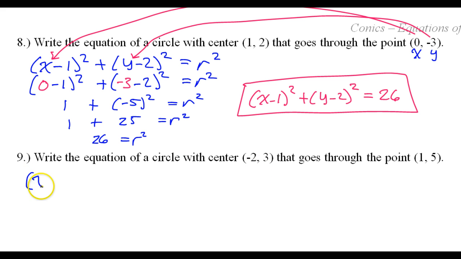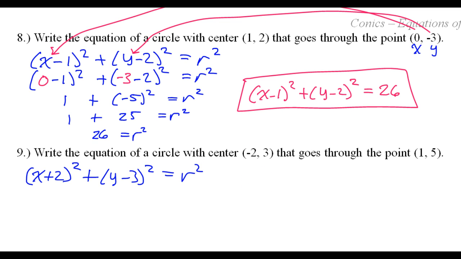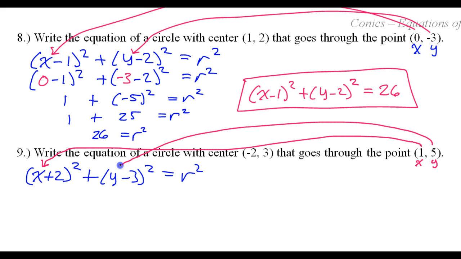So writing the equation. When I see that it's negative, well, you know this. So obviously I'm doing the opposite sign. So x plus 2 and then y minus 3 squared is equal to the radius squared. Alright, so once again, this is an x and a y that they are giving me. So I'm going to take this 1 and put that in for the x, and take this 5 and put that in for the y.